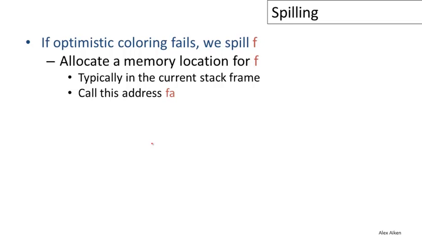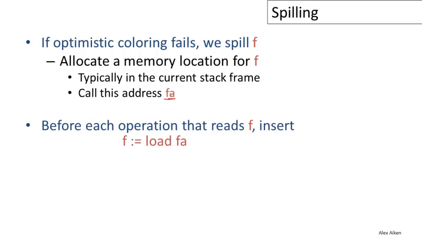So what we're going to do is allocate a memory location for F, and typically what that means is that we'll allocate a position in the current stack frame. Let's call this address FA, for the address of F. And then we're going to modify the control flow graph. We're going to change the code that we're compiling.